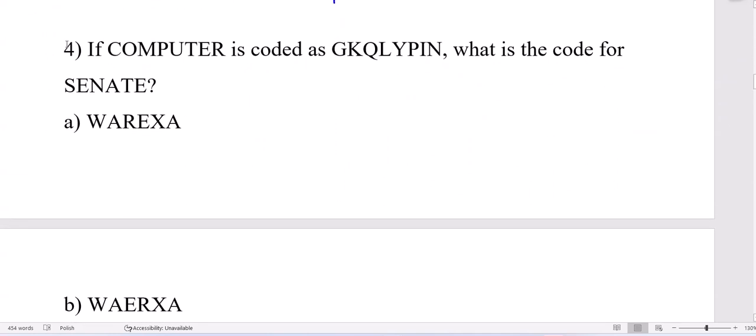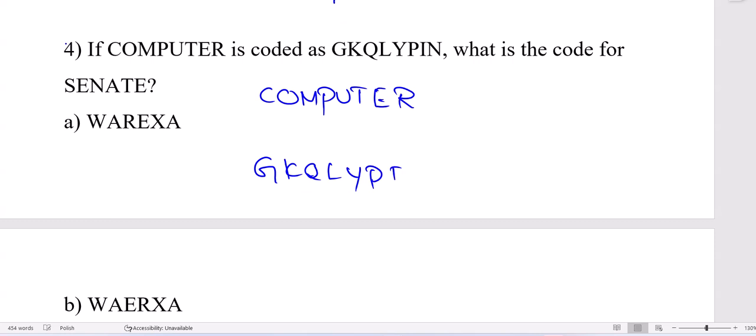Next, this is coding and decoding with certain logic. Computer is given as GKQLYPIN. In the same way, what is Senate coded as? This is again similar to the previous question, coding and decoding. So what is the logic we have to try? Computer is given as GKQLYPIN. Then Senate is coded as what?